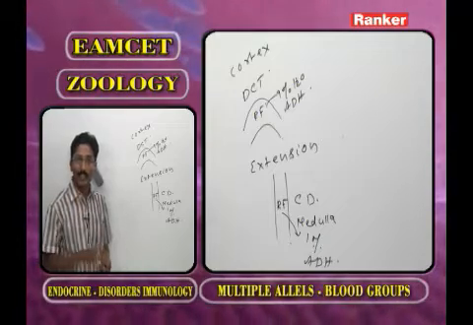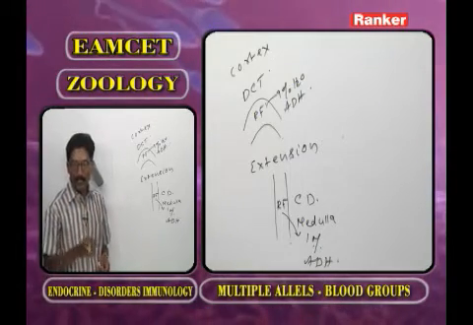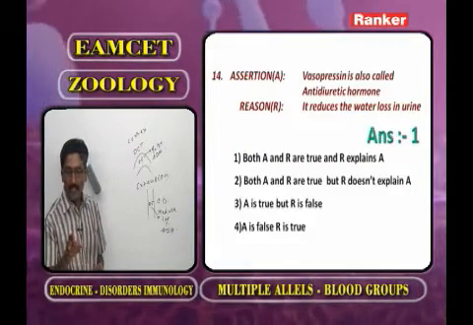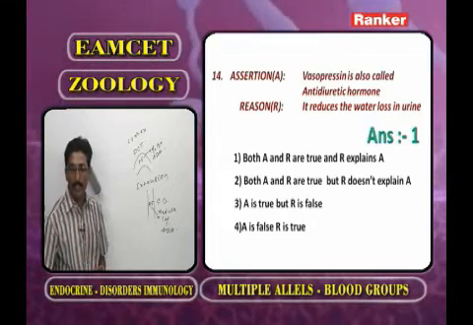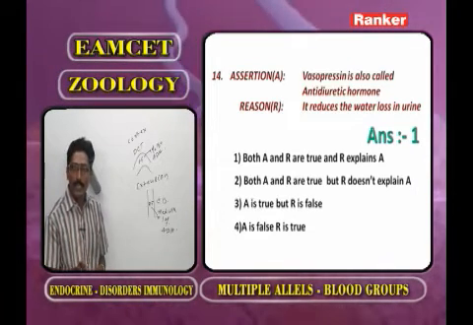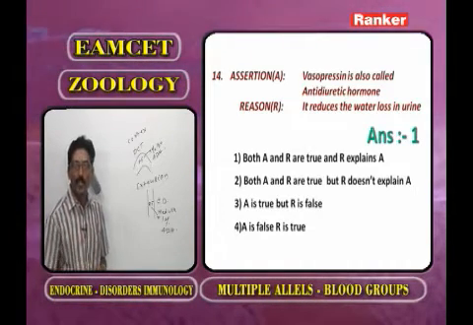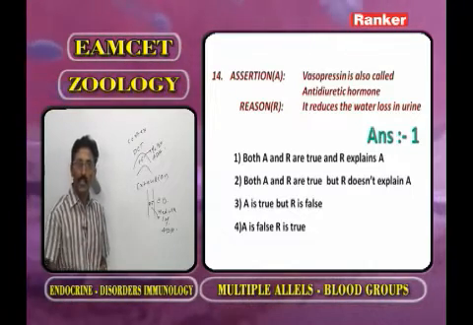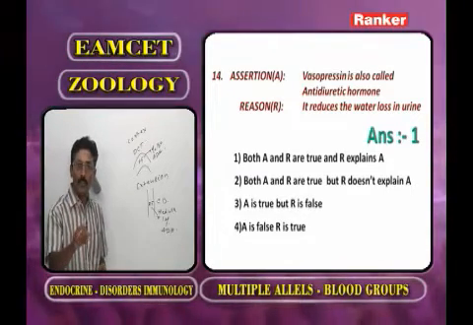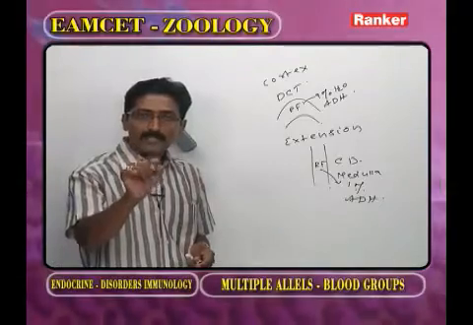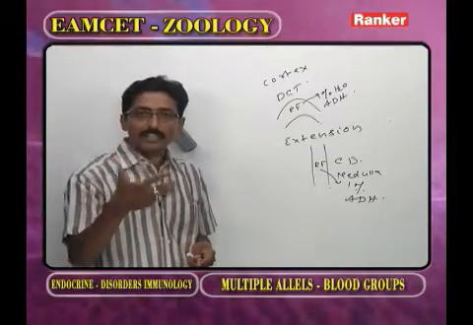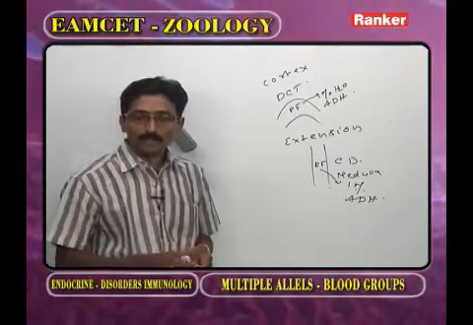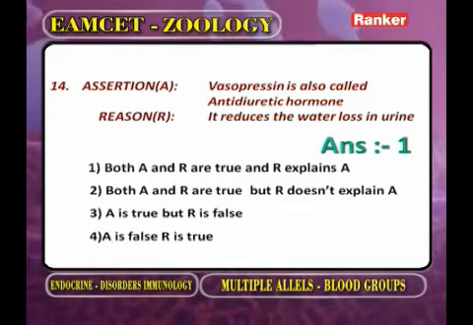of excretion. It is also called vasopressin. Now you observe, vasopressin is also called antidiuretic hormone. It reduces the water loss in the urine so that we pass hypertonic urine. Every day along with the urine, we pass water, but that is not useful for our body. So both are correct, as he explains here.